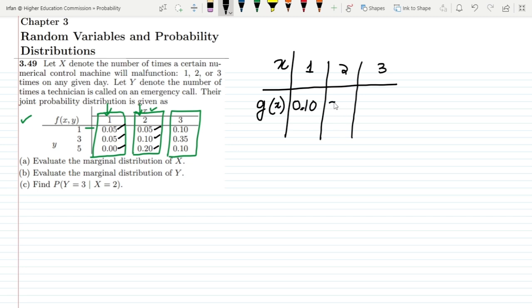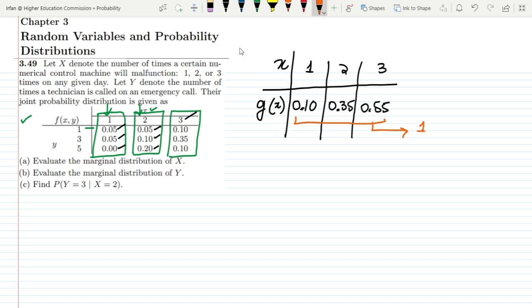Adding them together, I will get 0.35, and for x equal to 3, I have to add 0.10, 0.35 and 0.10. Adding them together, I will get 0.55. Okay, this is basically the marginal distribution of x, and if you add all these values together, you can very easily see that they add up to 1, which is the prime condition for any probability distribution.